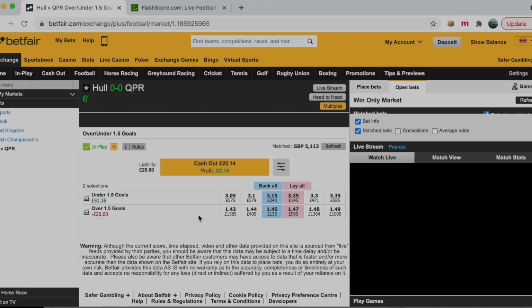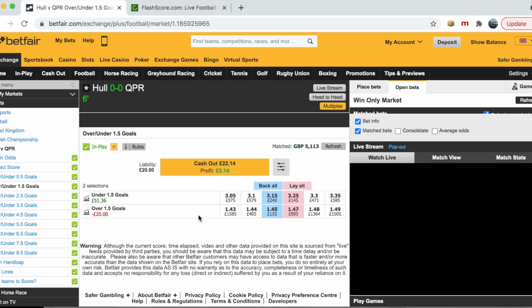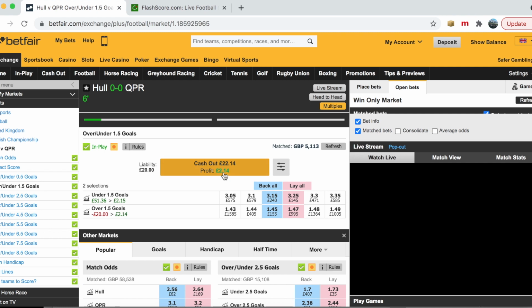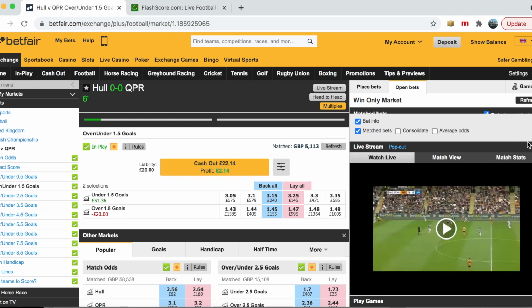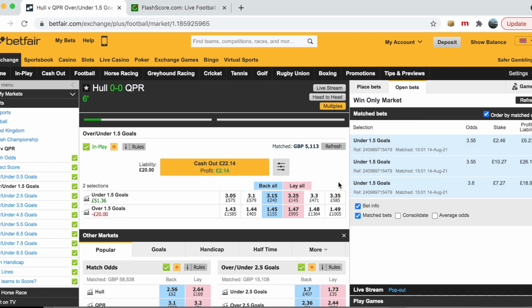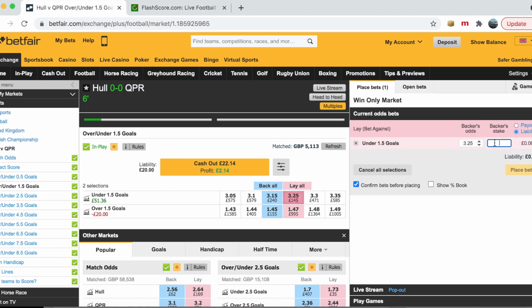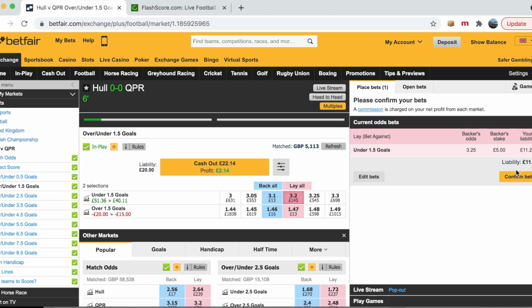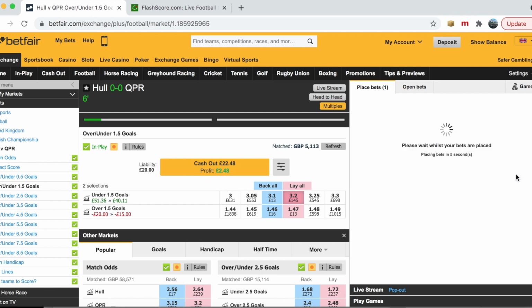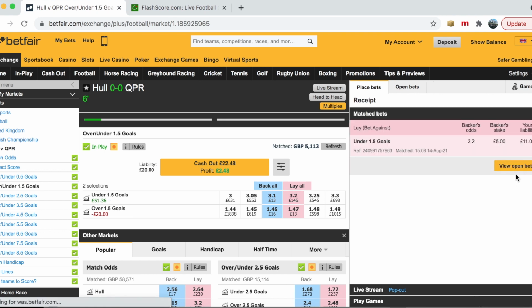And then if we move over to the Hull versus QPR match, we can see the difference in the profit at the same point of the match at 6 minutes. So you'll see it's a larger profit, with the current profit being £2.14. So I'll do the same. I'm going to lay off 25% of the stake, which is £5. So you'll see we had a £2.14 profit there, which is above 10%. So a much greater profit than the 2.5 goals market. And already it's gone up to £2.48 while the bet is being matched.